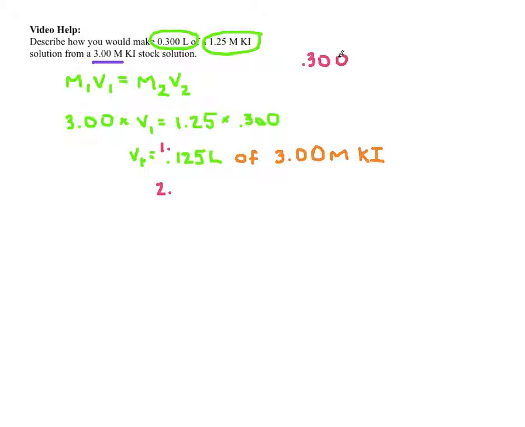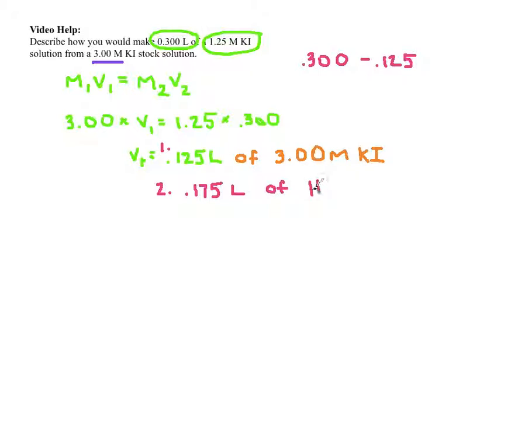If I already have 0.125 liters, all I have to do to figure out how much water to add is just subtract, and I get that I need to add 0.175 liters of H2O. So this is the really cool thing about these problems.